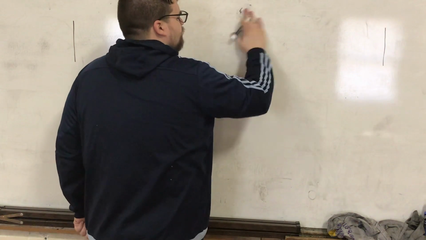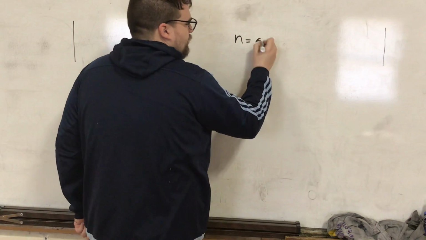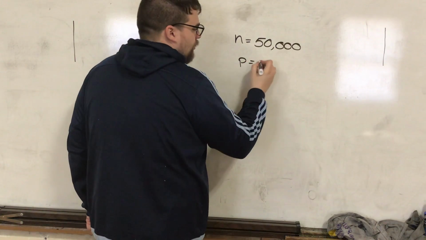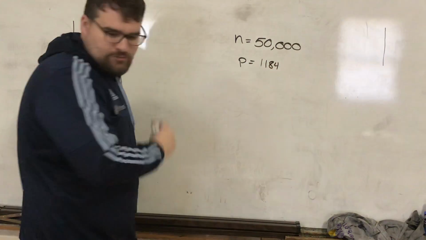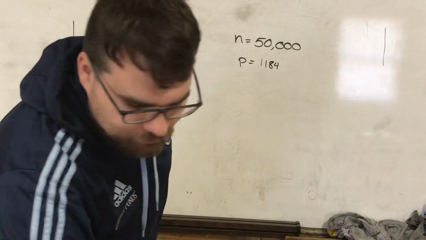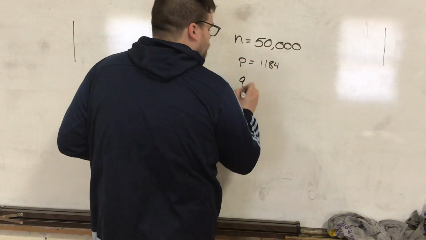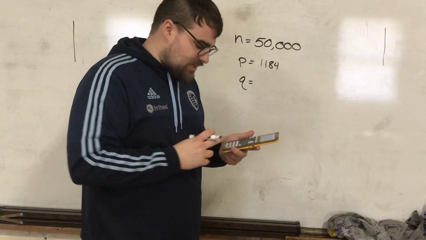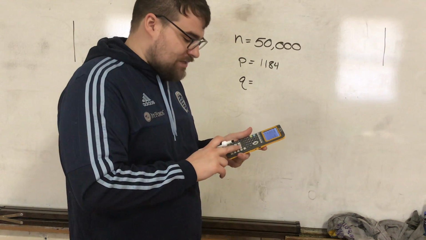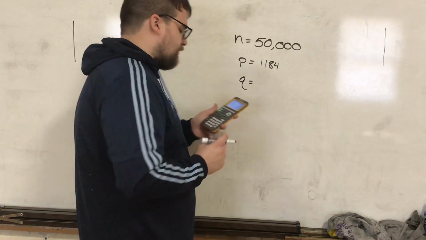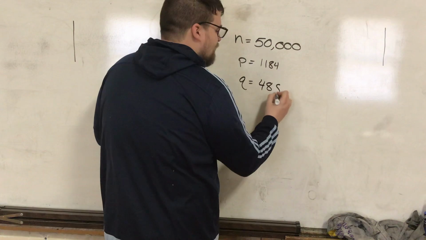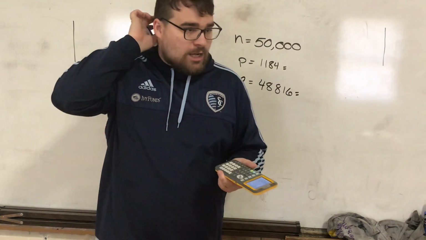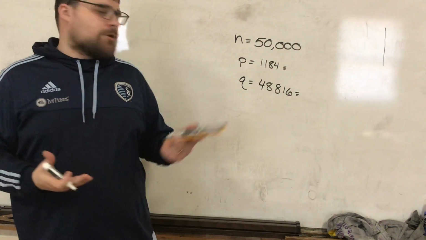Okay, so here's what we want to do. The number of people that they sent this out to is 50,000. The number of people that registered was 1,184, I believe. I'm going to double check my numbers, but yeah. So that means how many people didn't register? Well, quite a few, right? If only 1,184 did, then the rest of the 50,000 didn't. That is 48,816.